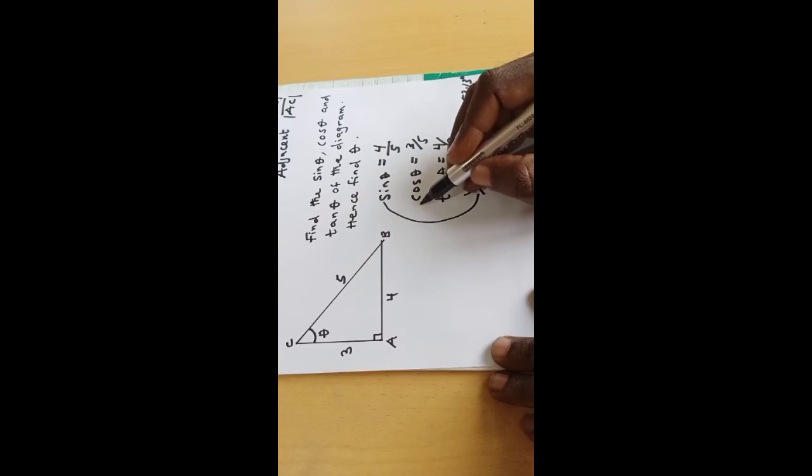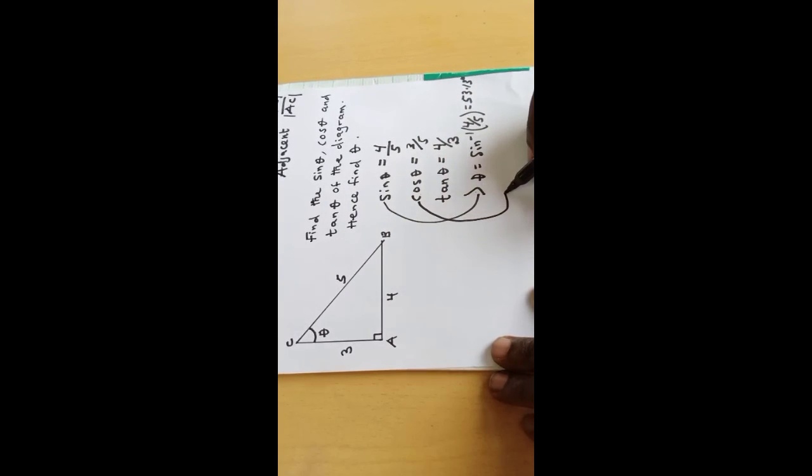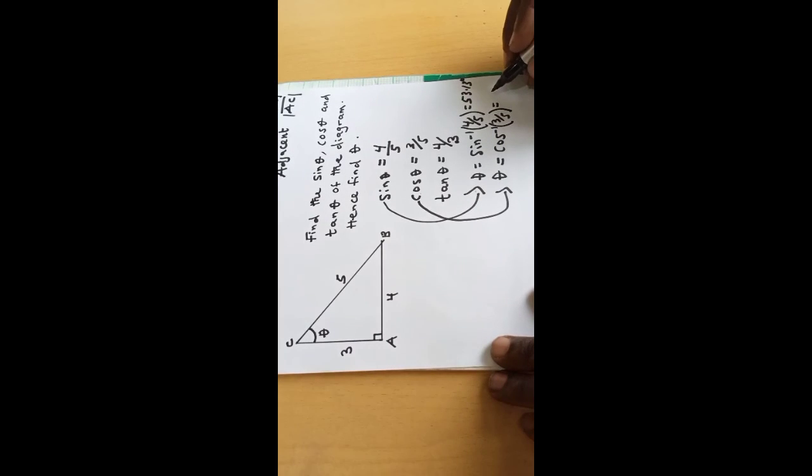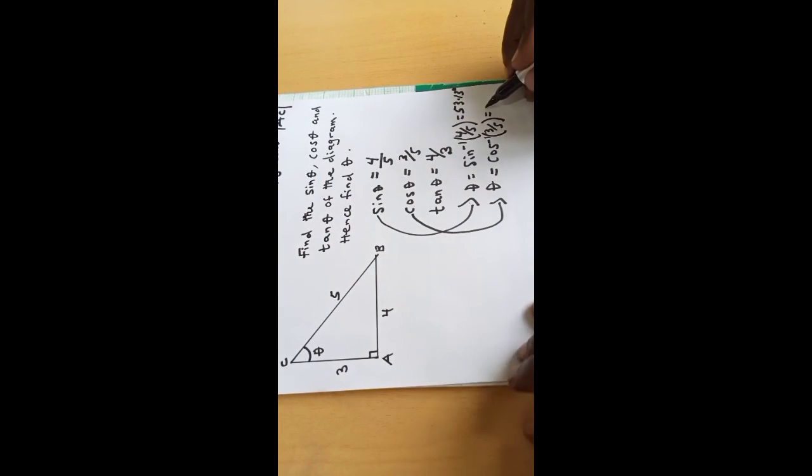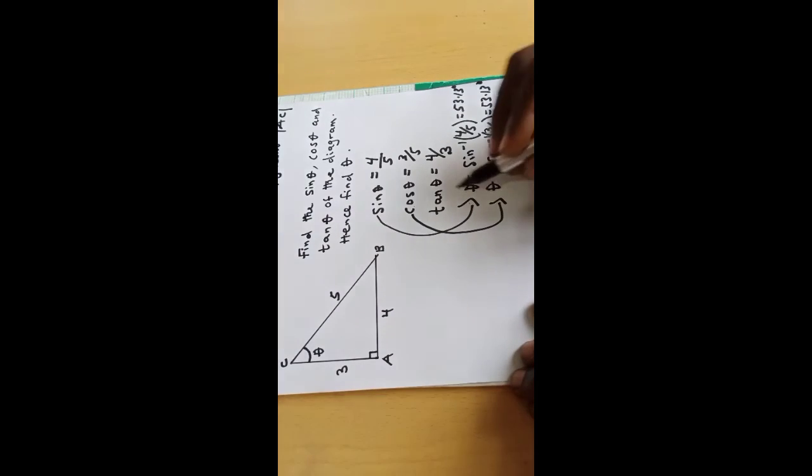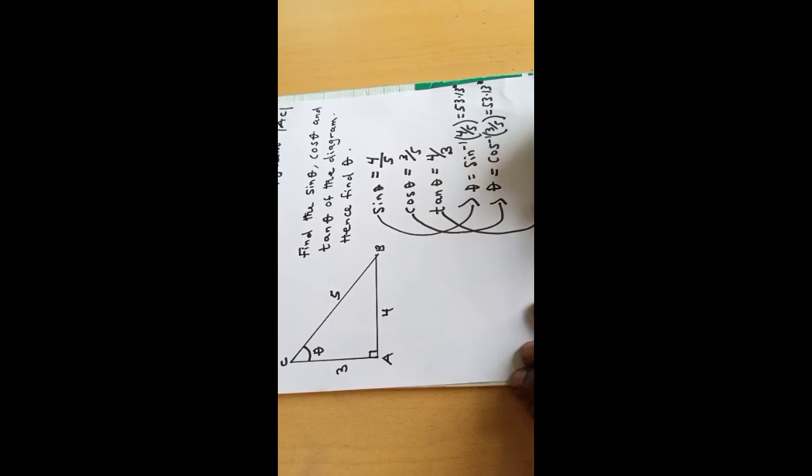I can also use the cos one. If I'm using that, I find cos inverse of both sides, so theta is equal to cos inverse of 3 over 5. If you punch your calculator correctly, you will get 53.13 degrees as well.